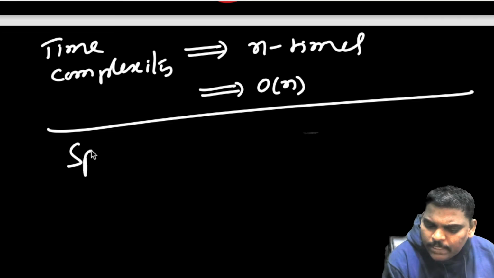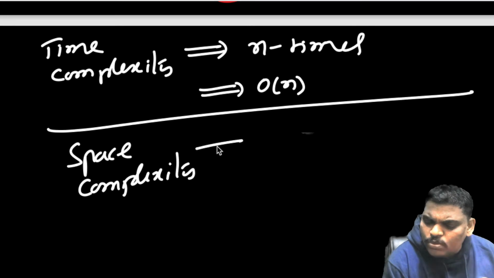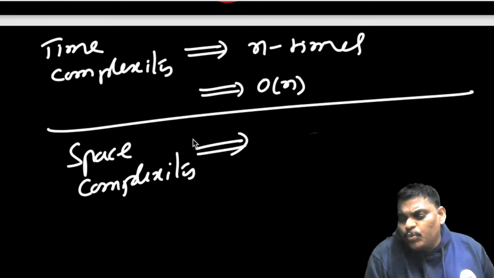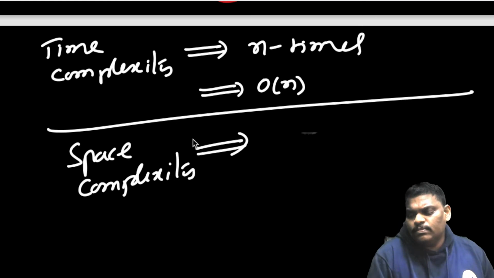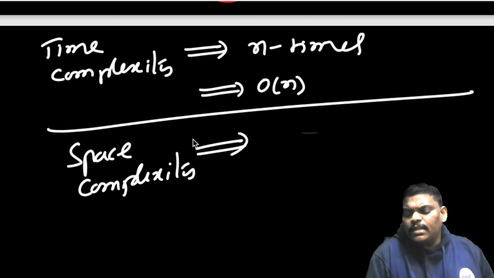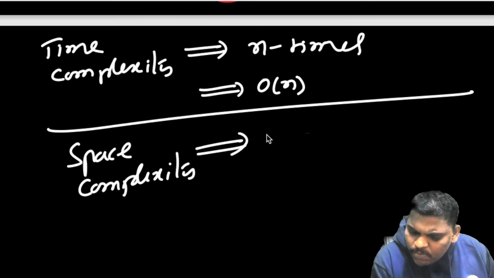Can you see the space complexity? A recursive program means space complexity will come. For a non-recursive program, there is no space complexity. A non-recursive program is one function call, which internally may contain maybe 5 local variables, 10 local variables, 20 local variables, nothing else. So anyhow, can you see the space complexity?